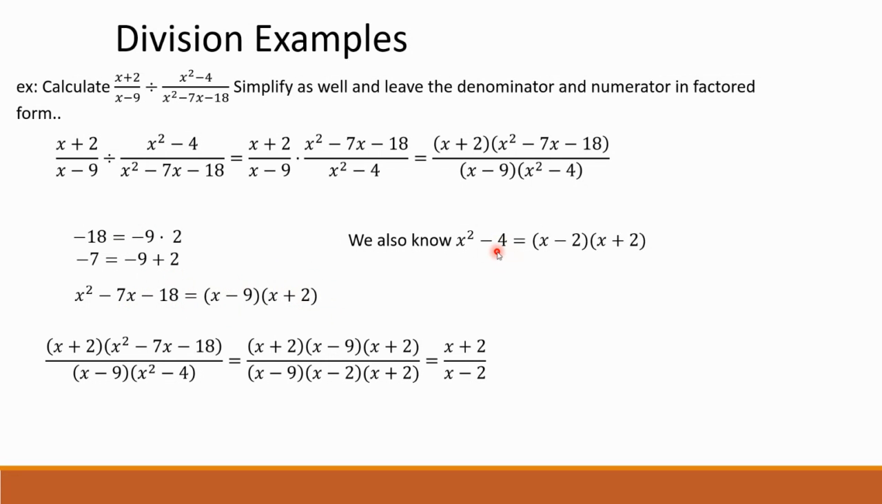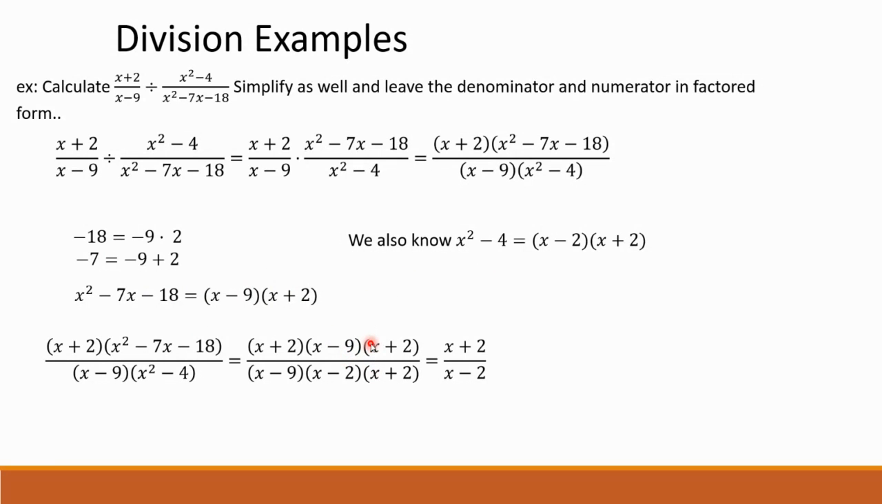Here, we know that 4 is a perfect square. We have a difference of two perfect squares. 4 is 2 squared. So we get x minus 2 times x plus 2. So when we plug those back in, as you can see, we factored.